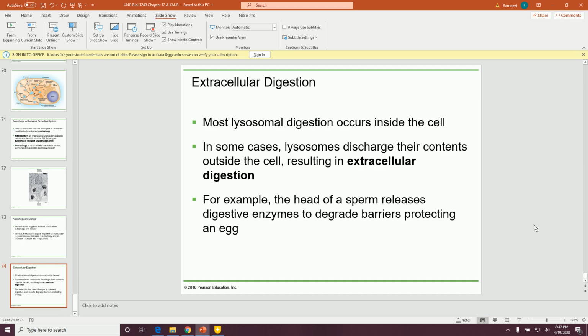And this we have already discussed. So that's all in this chapter. This is 12A. If you have any question, please let me know.